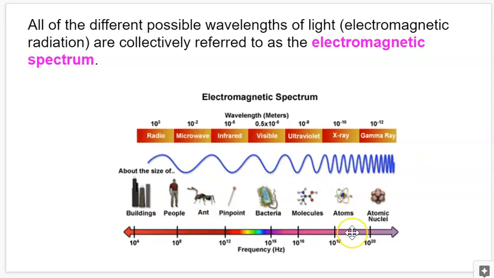Here's just some visual references of things that are about the same size as the waves. So radio waves are as big as buildings, and gamma rays are as small as atomic nuclei. So it's a very wide range of wavelengths.